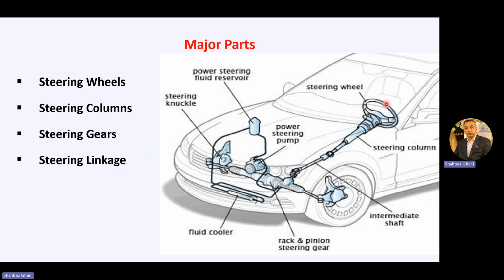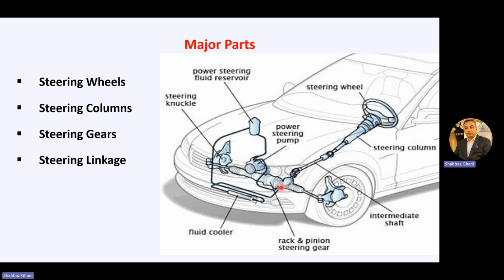Now looking at the figure, the wheel type in the passenger compartment is your steering wheel, and this steering wheel is attached to your steering column, and the steering column has an intermediate shaft which is attached to the steering gears. Here we have rack and pinion steering gears, and from that rack and pinion it goes to the steering linkages, which are connected to the steering knuckle at the wheel, where the wheel is fixed on the steering knuckle.